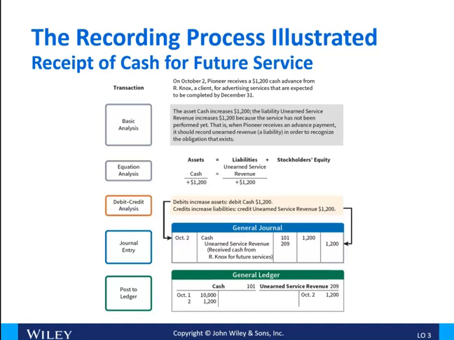So the equation: increase cash, increase liabilities. An increase of an asset is a debit, an increase of a liability is a credit. Debit cash, credit unearned service revenue, and then we take that journal entry and post it to the ledger.